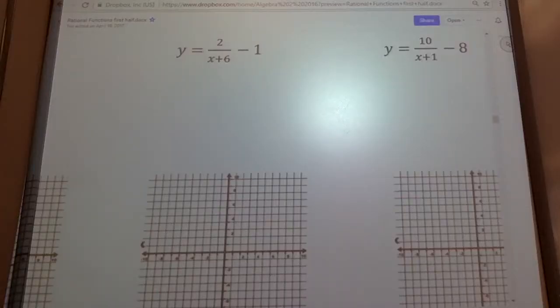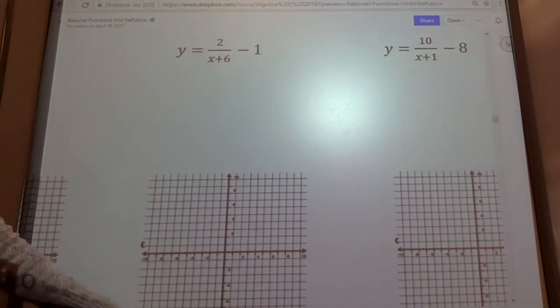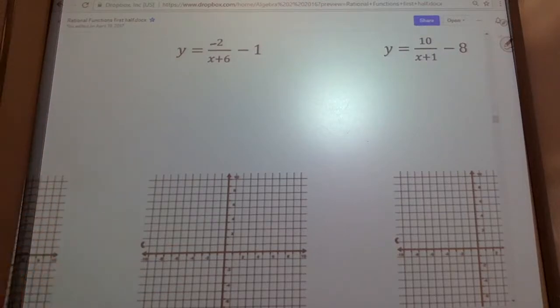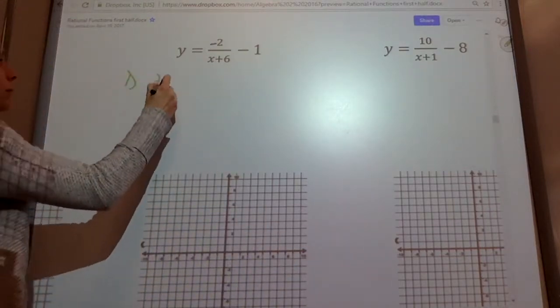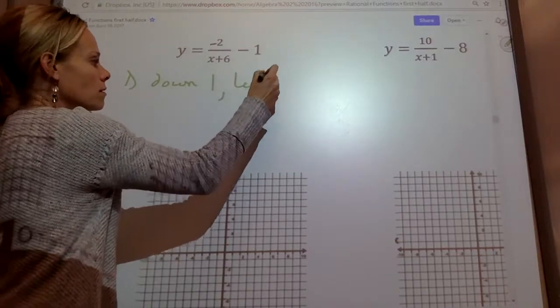Let's do this final example right here, if you find this one in your notes. But I want to change one thing about it. Let's make this a -2, just so I can show you what that looks like. Okay, add a reflection to it. All right, so what are my transformations? Down 1, good. Left 6.